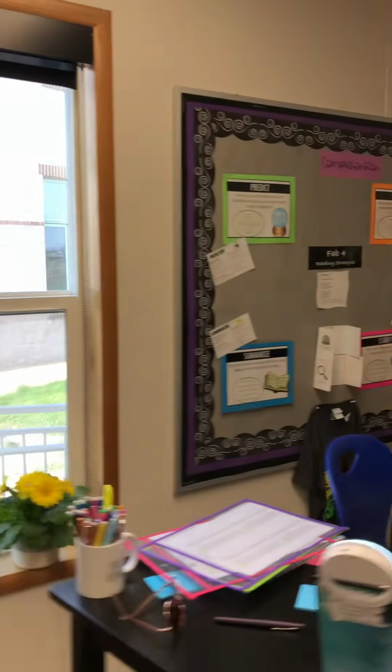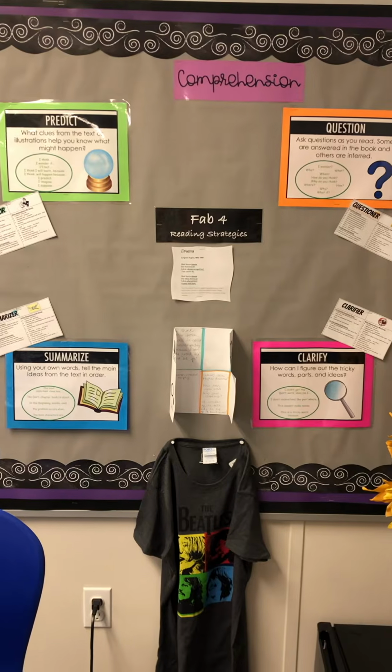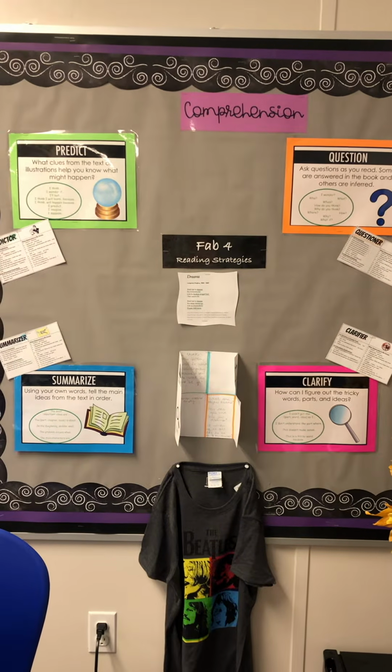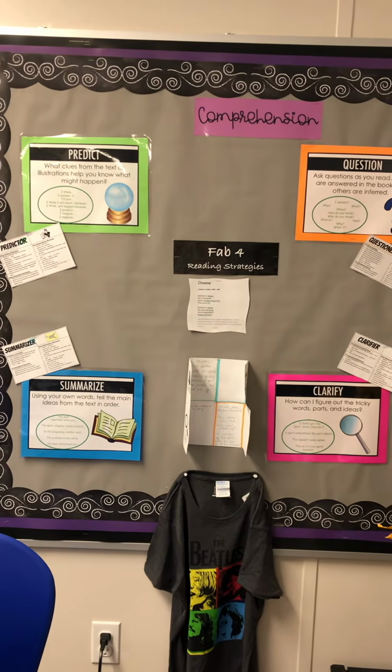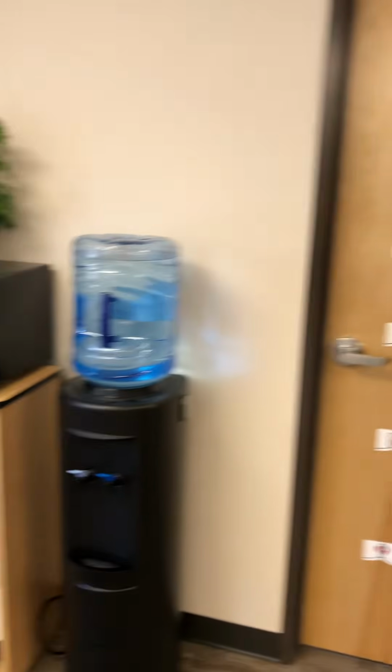And then finally, we have our Comprehension Board, and this is our Fab 4 comprehension strategies. I have kids come sit at the carpet and we talk about it and we add to this poster with the text that we're currently using. And then I like to have some snacks.